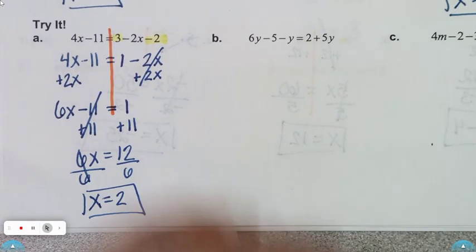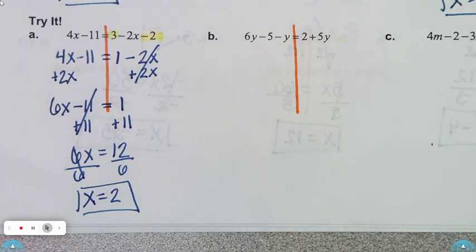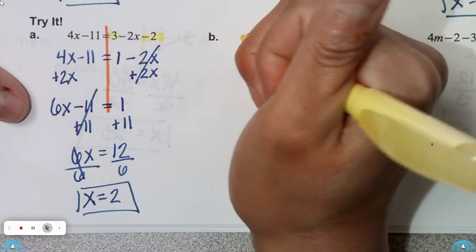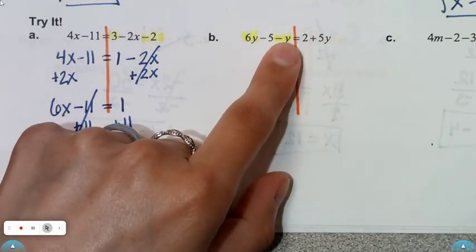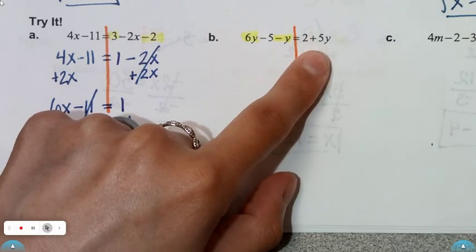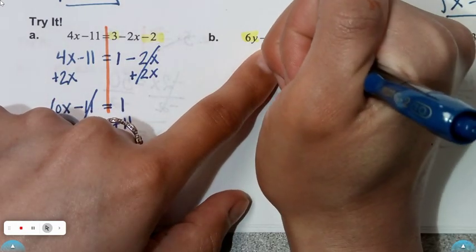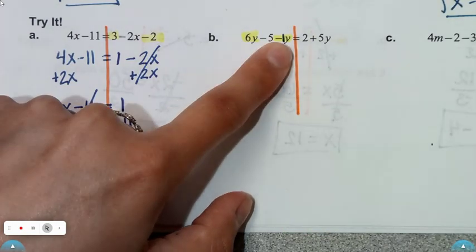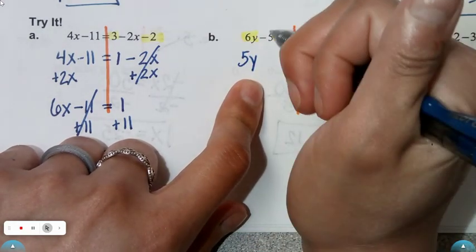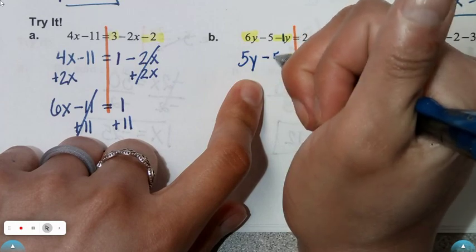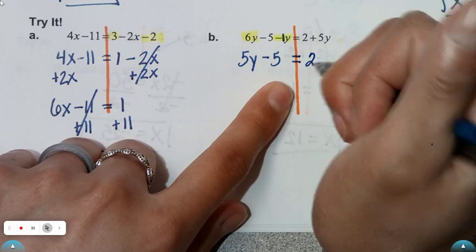Okay, for letter B, I like to draw my line through my equal sign. On the left, I can combine the 6y and this negative y. Remember, it's the operation in front of the second thing. On the right, nothing. So on the left, 6y minus y, there's a 1 here. So 6 minus 1 is 5. I got the 5y, minus this 5. Bring down my equal sign. The right side will stay the same.